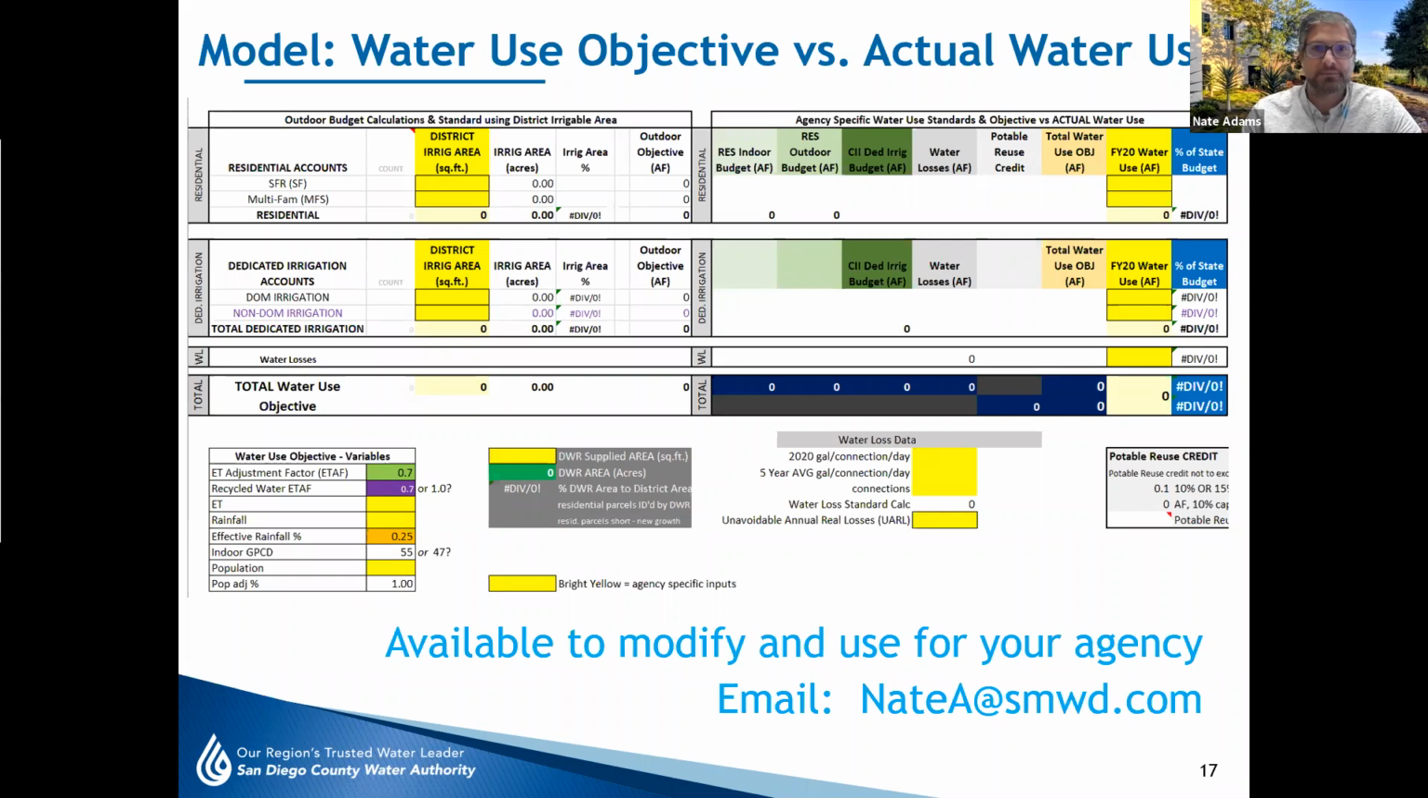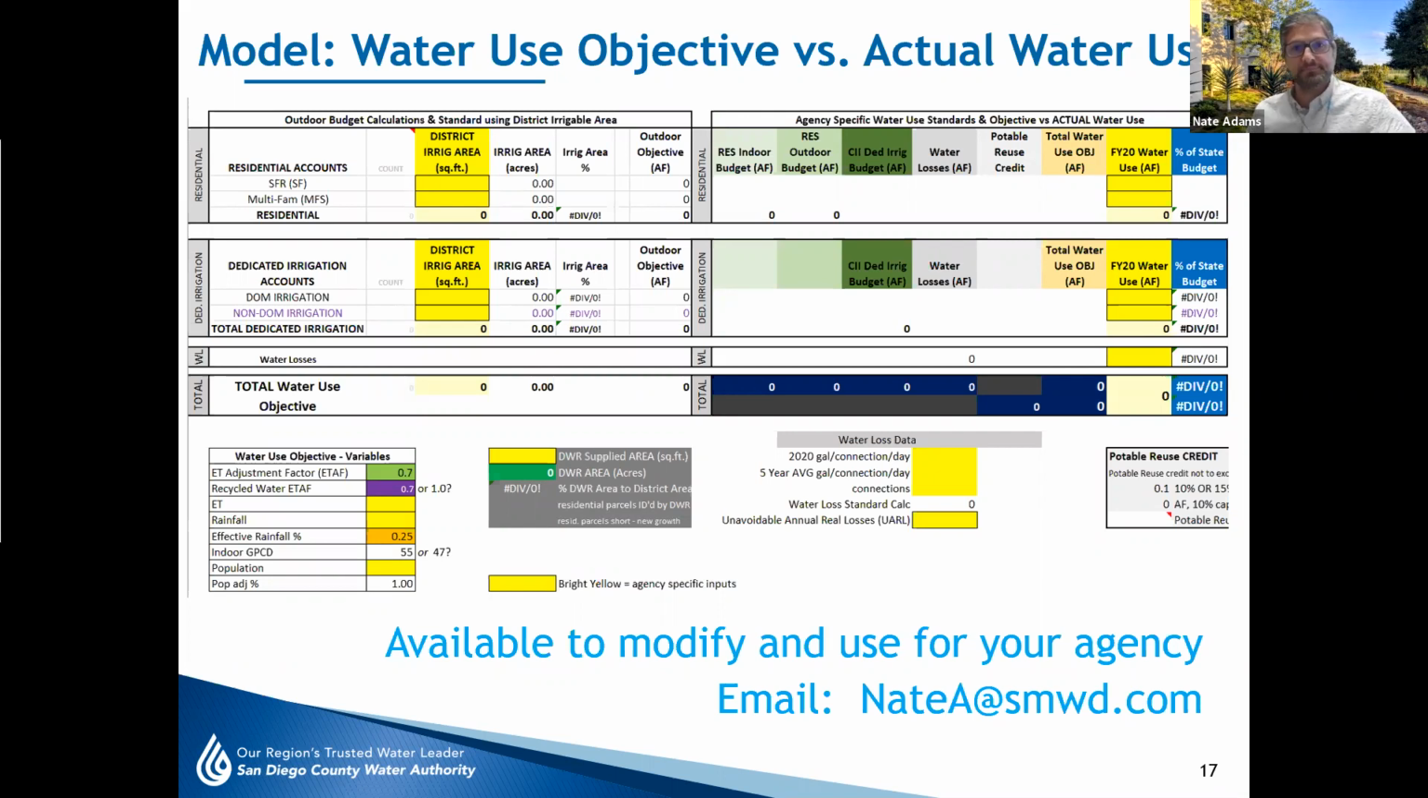In the breakout rooms, I will model it. We can enter in some data. I'll show Santa Margarita Water District's data. This is me trying to estimate, far right, what our actual water usage is compared to what might be the objective, based on the indoor budget that Elizabeth just mentioned, the outdoor residential, the CII dedicated to irrigation, water loss, et cetera.